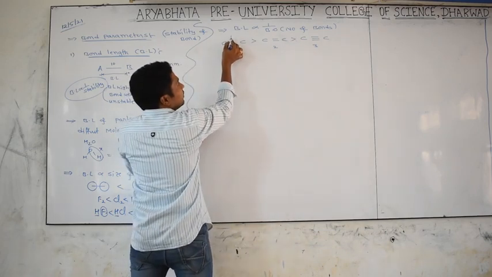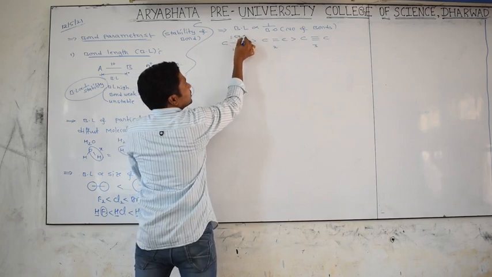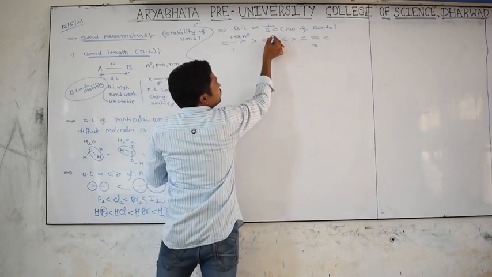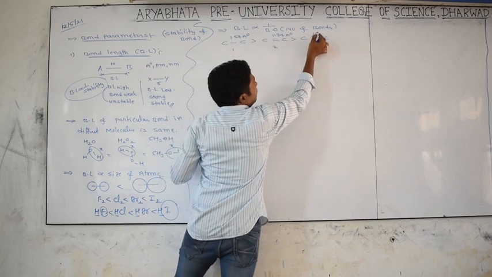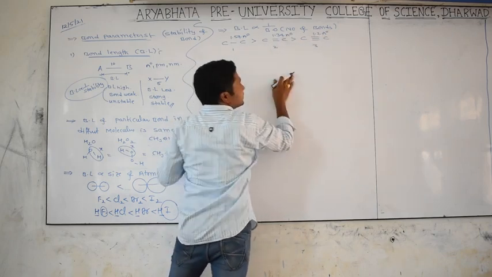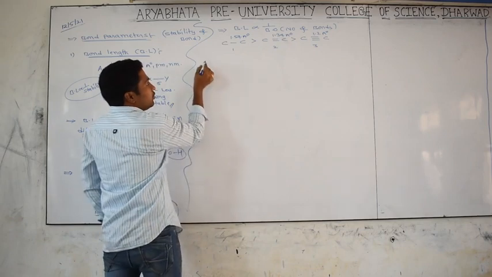If you want, I will write the values: 1.54 angstrom units. The CC double bond should be less, 1.34 angstrom units. And this is 1.2 angstrom units. Can I give you one more thing?